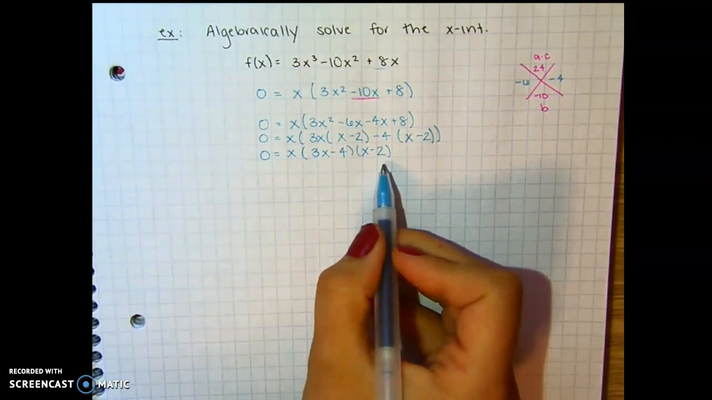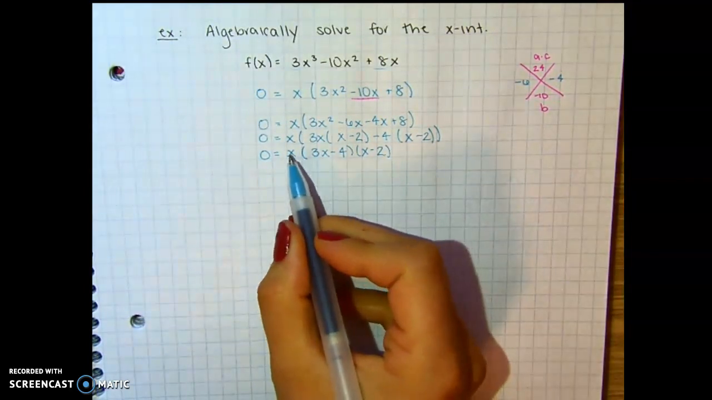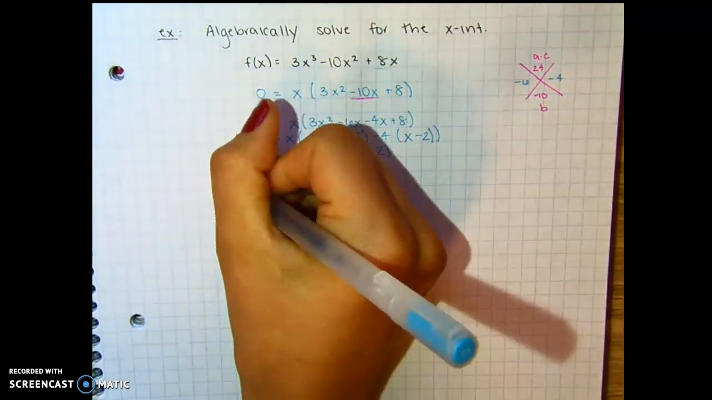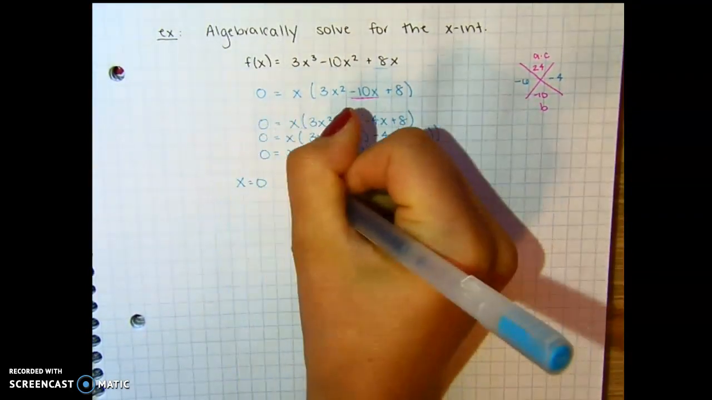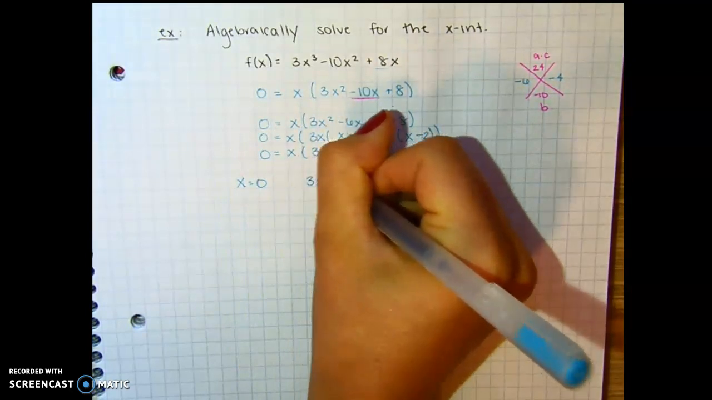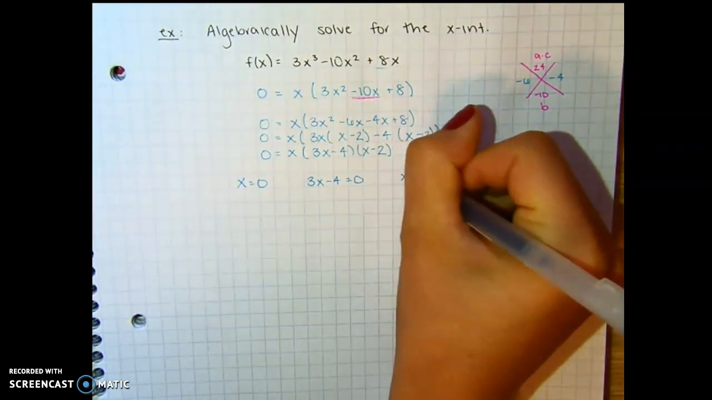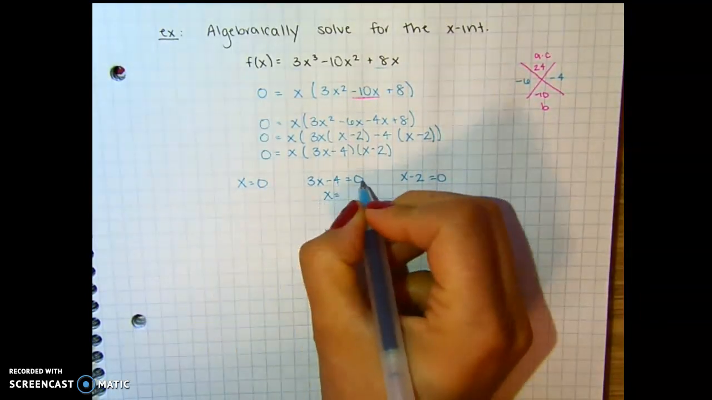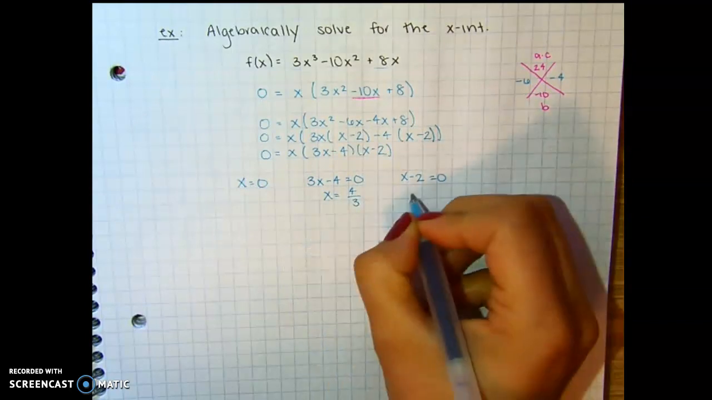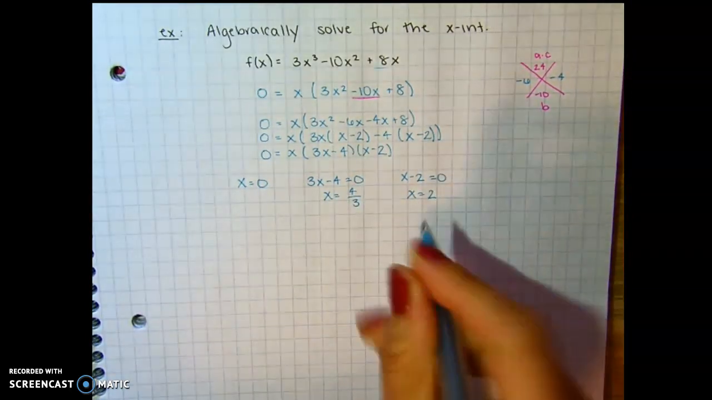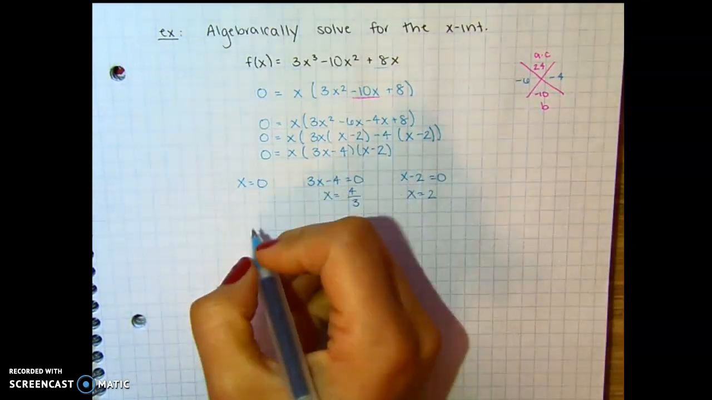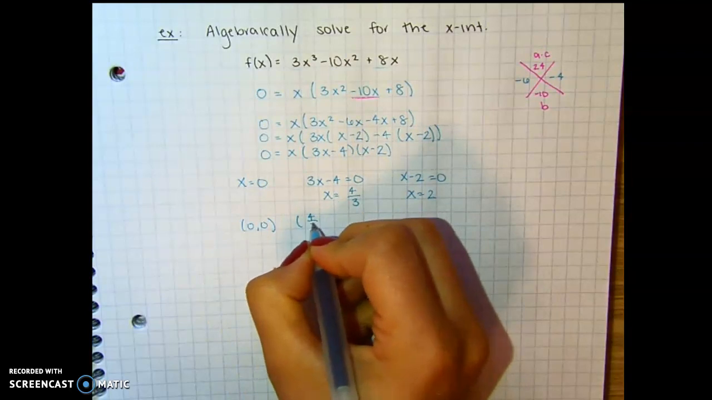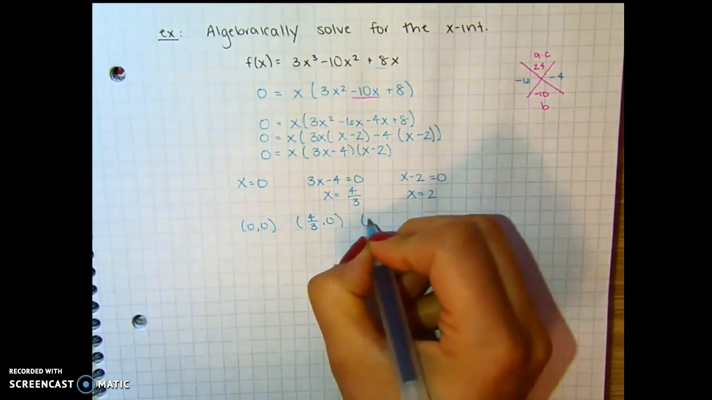This is where we use the zero product property. A very common mistake is to divide by x. We don't want to do that. We want to set each factor equal to 0. So we have x equals 0, x equals positive 4/3, and x equals 2. But these are roots, so I need to rewrite this as (0, 0), (4/3, 0), and (2, 0).